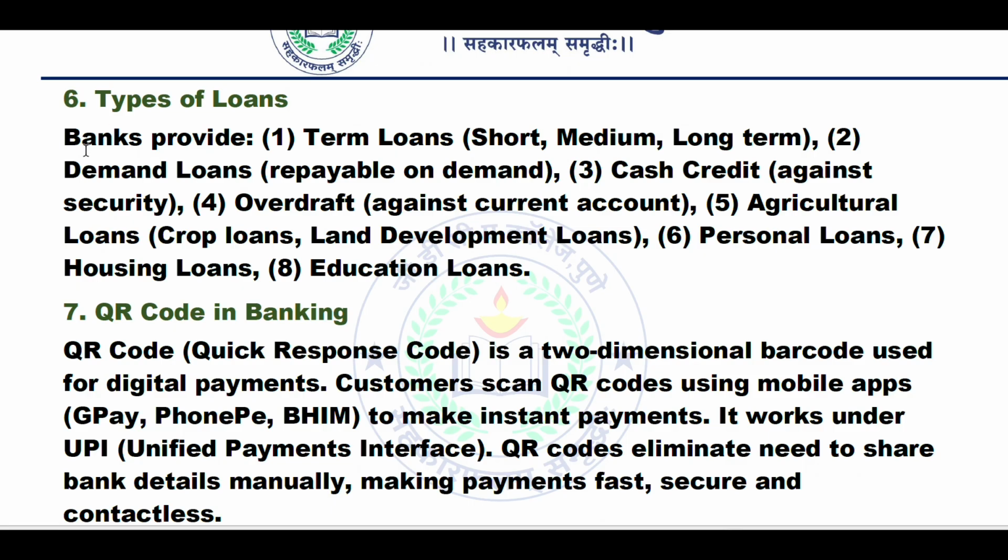Number 6, types of loans is asked here. If you want, you can write a one-liner for every type of loan. Banks provide number 1, term loans, that is short term, medium term, and long term loans. Number 2, demand loans, repayable on demand. Number 3, cash credit against security. Number 4, overdraft against current account. Number 5, agricultural loans, crop loans, and land development loans. Number 6, personal loans. Number 7, housing loans. Number 8, educational loans. These are the types of loans. There are 8 main types.